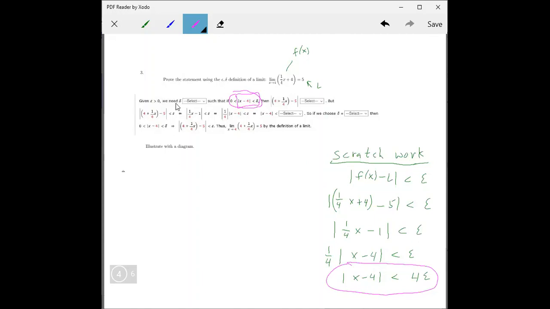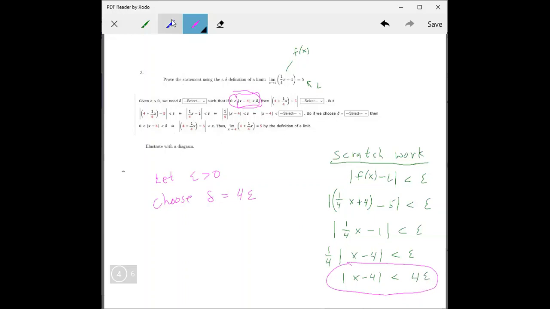And so the way that the proof would go would be: let epsilon be greater than 0, and then we would choose delta to be 4 epsilon. In this case, it's pretty straightforward. Just choose it to be 4 epsilon.